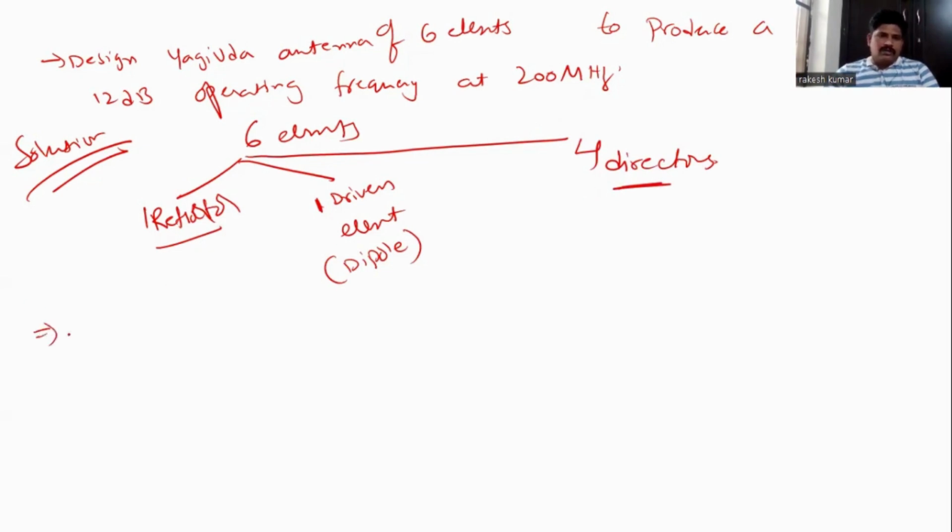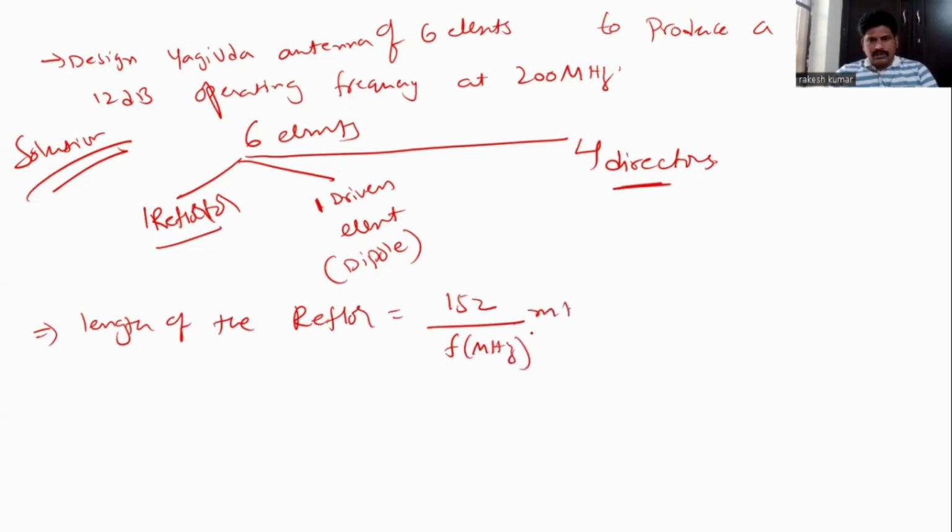Okay, now let us see here. What is the first one? Let us calculate the length of the reflector. What is the formula for the length of the reflector? It is 152 by F in megahertz, in meters. So it is 152 by 200, that is equal to 0.76 meters. So the length of the reflector is 0.76 meters.